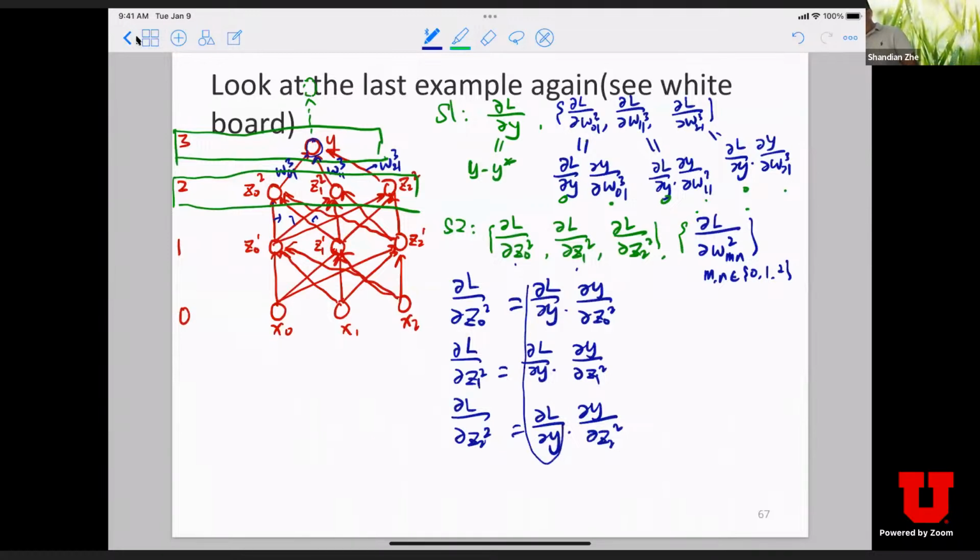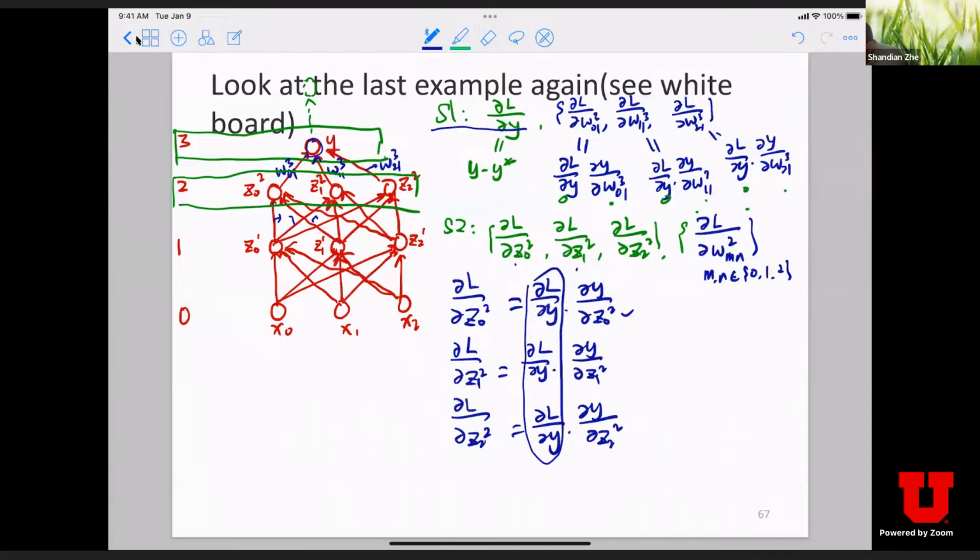And remember, all those computations require partial L over partial Y, which has already been computed in the previous step, right? So you don't need to recompute it. What you need to do is something brand new. You have to compute, you cannot avoid, partial Y over partial of every input neuron. Here is Z02, Z12, and Z22, right? Does it make sense, right?